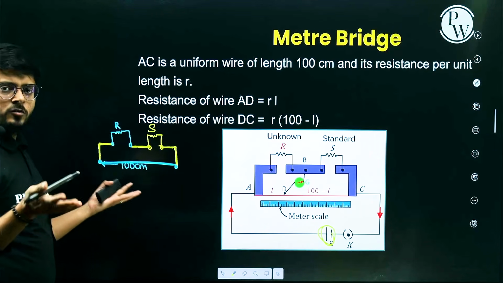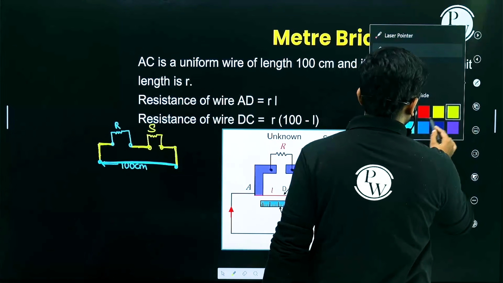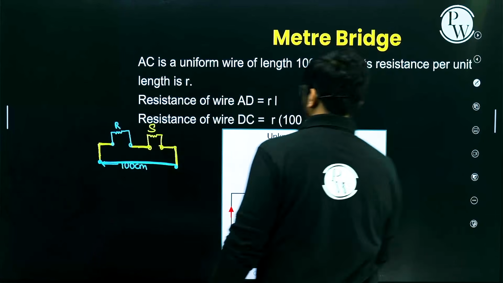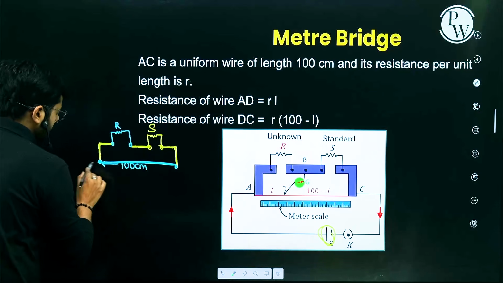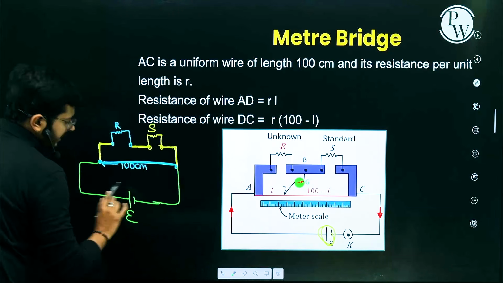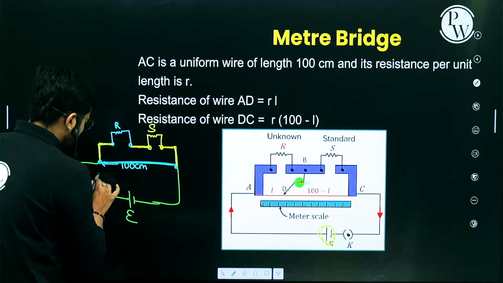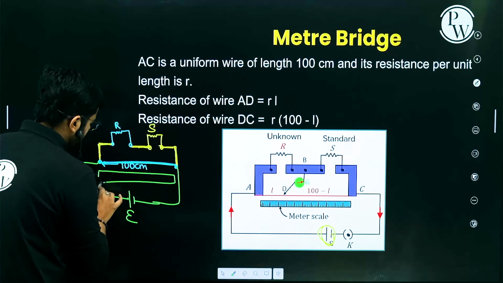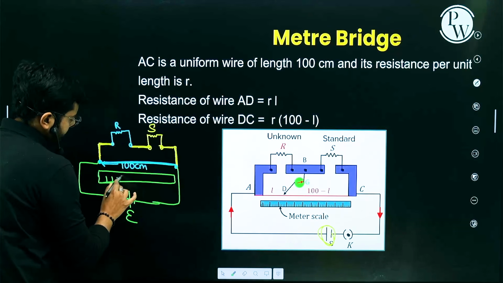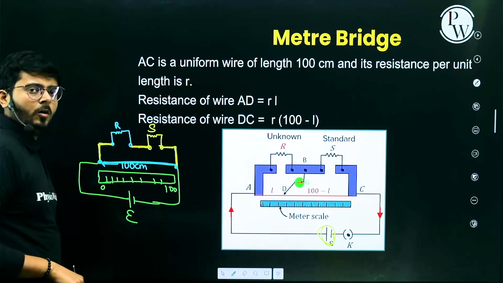But see that there is no current as of now. So to get the value of current, we have external power supply, right? So this is the external power supply we have, EMF E, right? So this is what we are offering, right? This is a meter scale, just to measure things up. It is going to help us in measuring things. All right, so this is 0 and this is 100 centimeter mark of the meter scale.